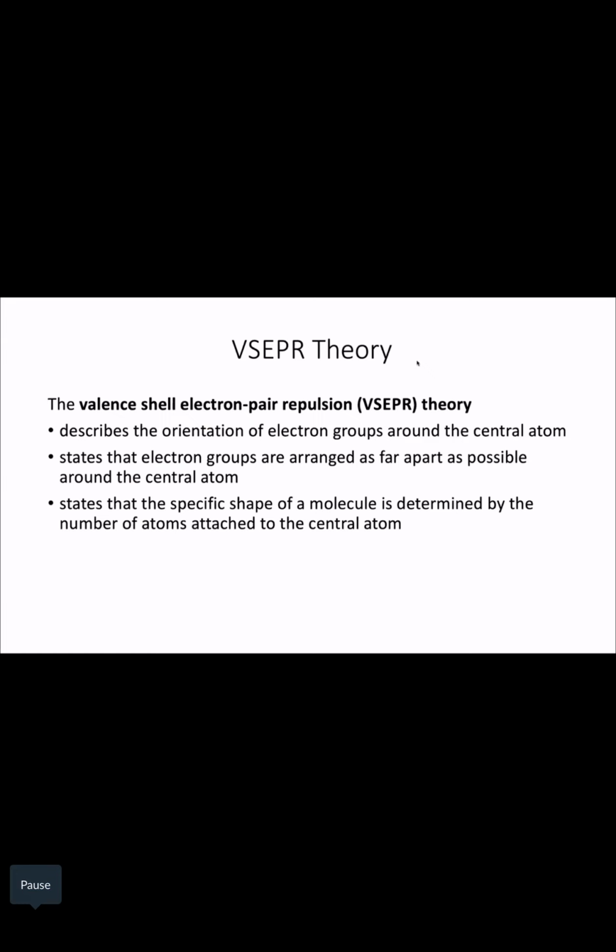The valence shell electron pair repulsion theory describes the orientation of electron groups around the central atom. Very important. It states that groups are arranged as far as possible around the center atom. So that's how they're going to be surrounding it. It states that the specific shape of a molecule is determined by the number of atoms attached to the central atom.